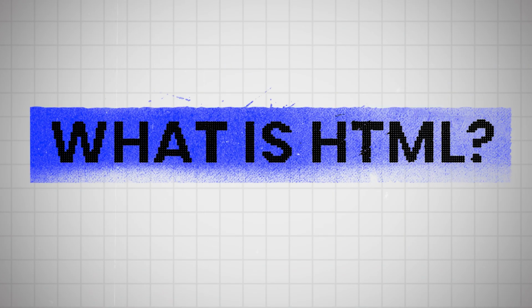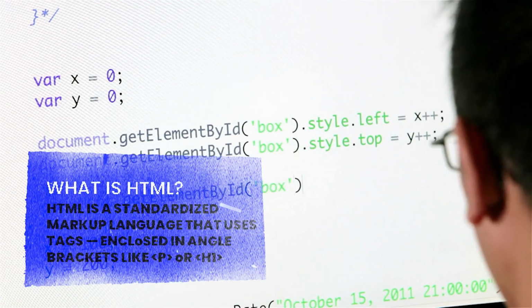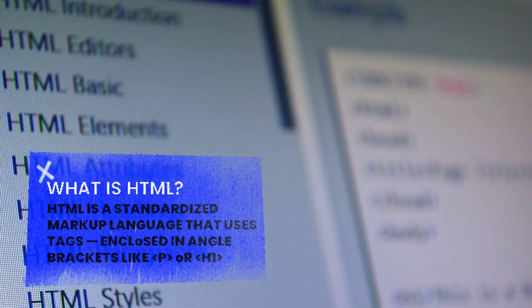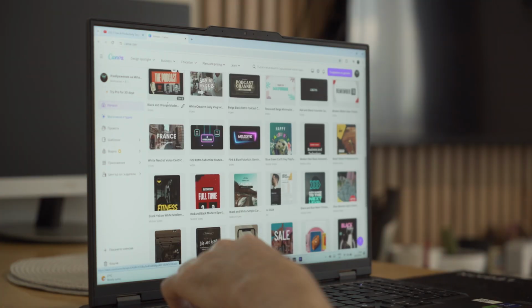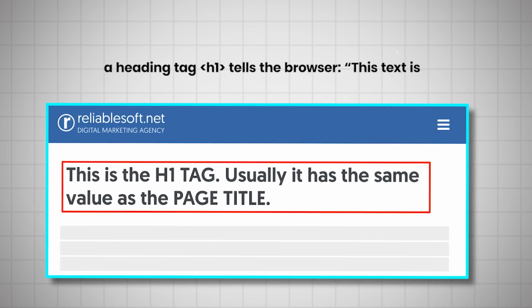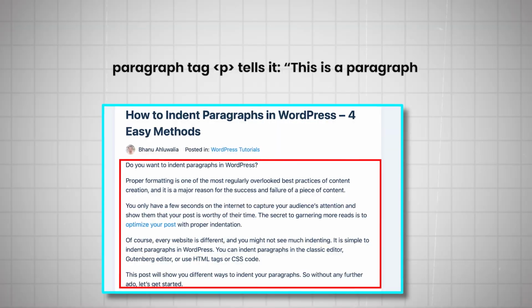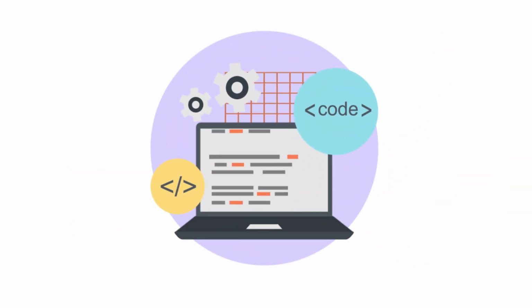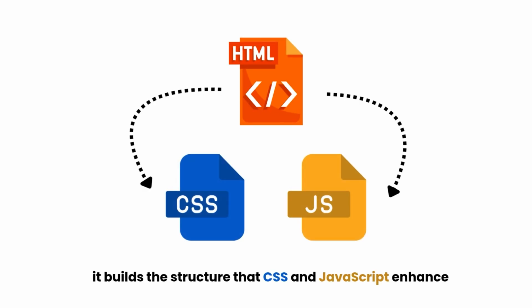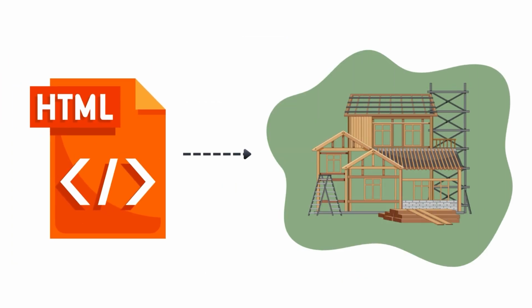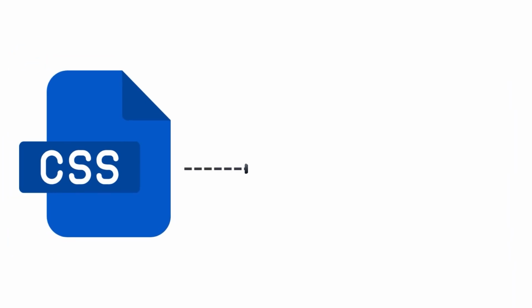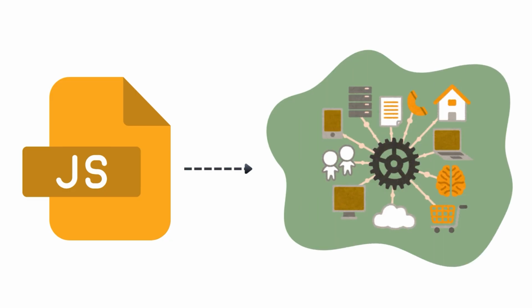What is HTML? HTML is a standardized markup language that uses tags, enclosed in angle brackets, to tell web browsers how to display content. For example, a heading tag tells the browser, this text is the main heading, while a paragraph tag tells it, this is a paragraph. HTML doesn't make your website pretty, that's what CSS is for, but it builds the structure that CSS and JavaScript enhance. Think of HTML like the skeleton of a house, CSS like the paint and interior design, and JavaScript like the electrical system that adds interactivity.